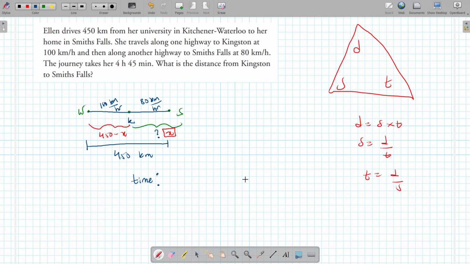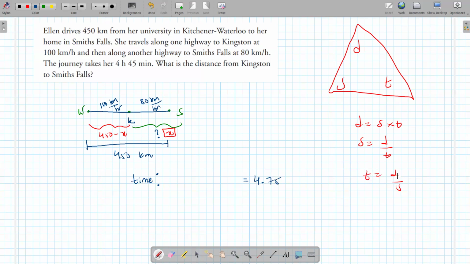What's 4 hours, 45 minutes in terms of hours? As a decimal, what is 4:45? Is it 4.45? It is not 4.45. Think about it in terms of quarters. 15 minutes is a quarter of an hour, 0.25. 30 minutes is 0.5. What is 45 minutes in terms of hours? 0.75.